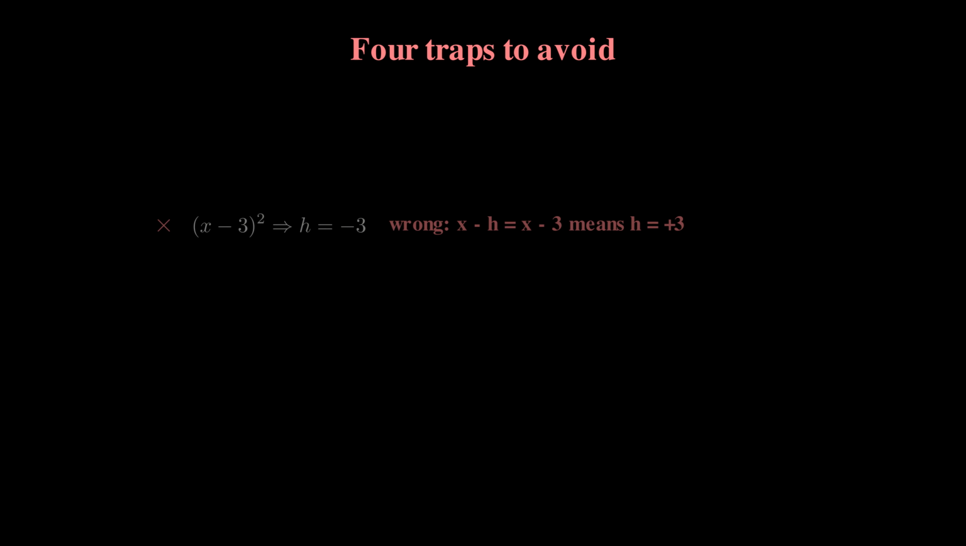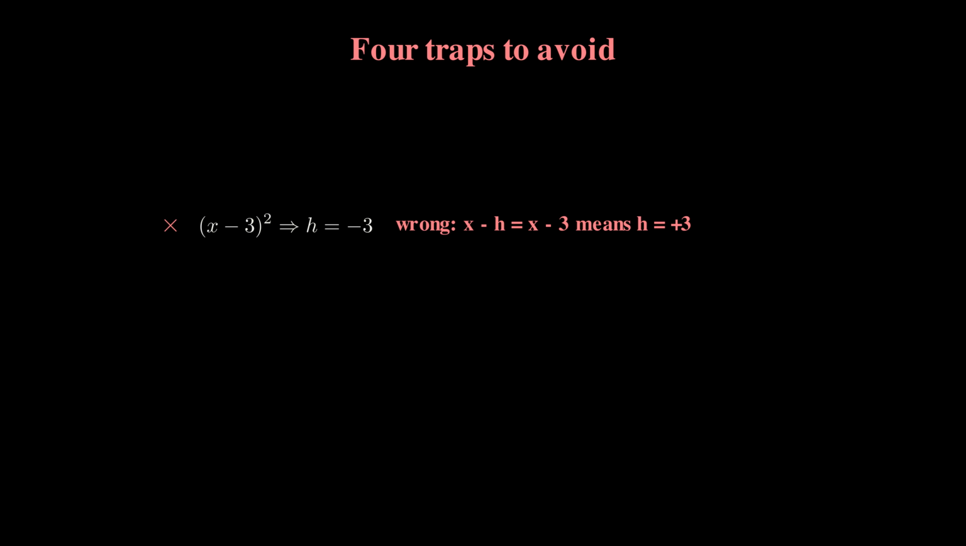Finally, the 4 traps that quietly cost marks. 1. The sign of h. The vertex form is (x minus h). So x minus 3 gives h equals plus 3, not minus 3. The vertex sits at a positive 3. Read the sign backwards, and your whole answer shifts to the wrong side.